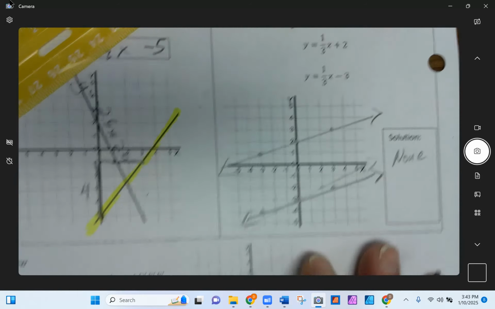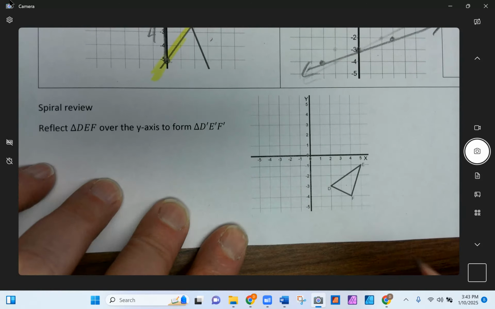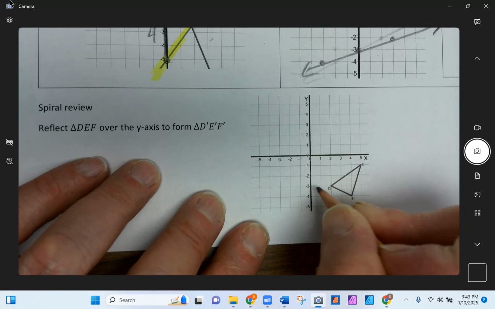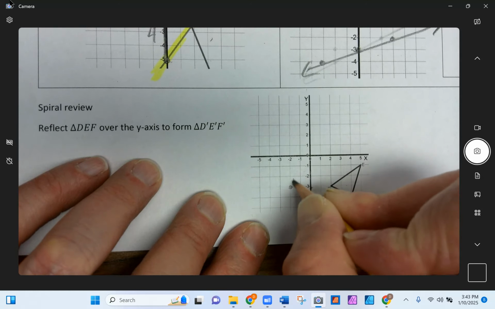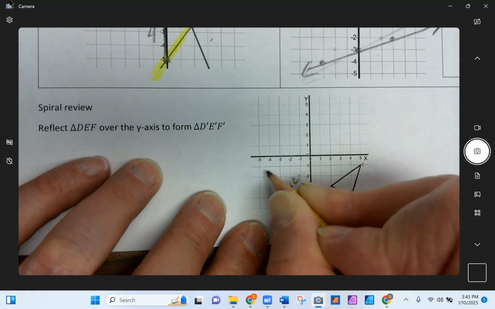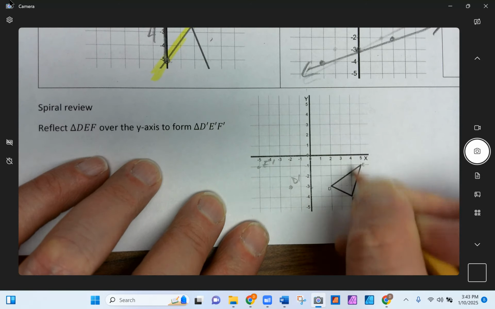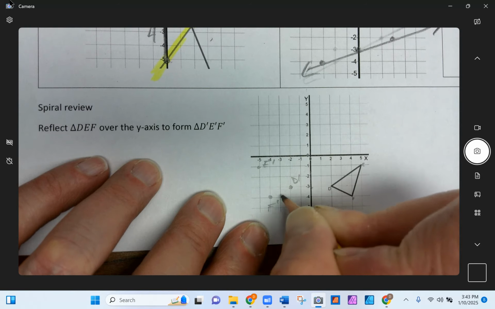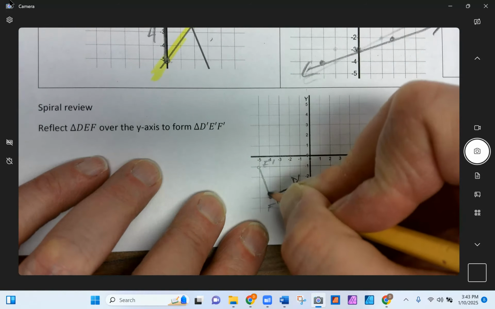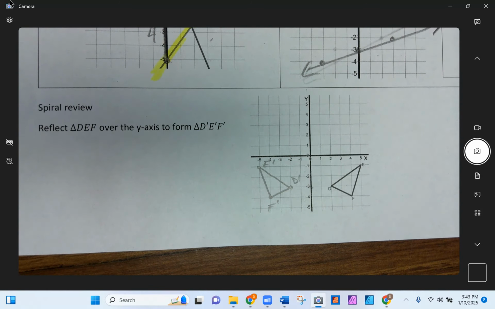Cool. Spiral review. Reflect this, DEF, over the y-axis to form D prime, E prime, F prime. So D is 2 away here. This is the y-axis, right? So D prime is going to be 2 away. E prime is going to be 5 away. So right there, E prime, and F prime is 4 away. So right there. Boom, there you go. Enjoy.